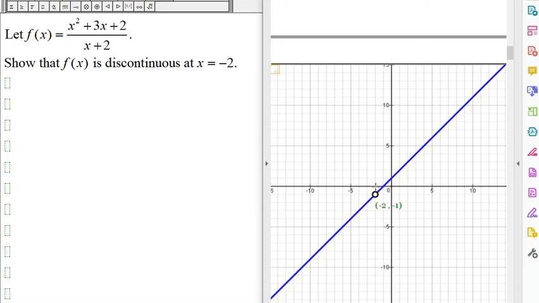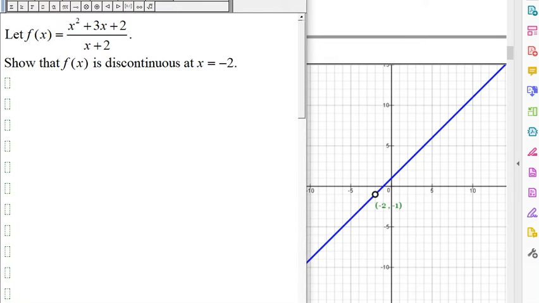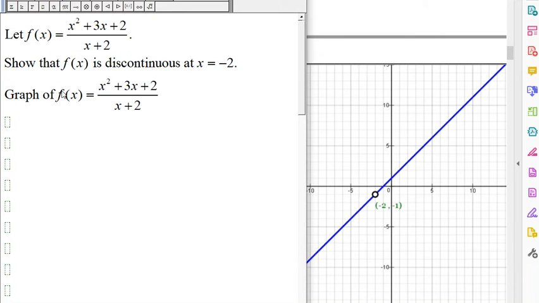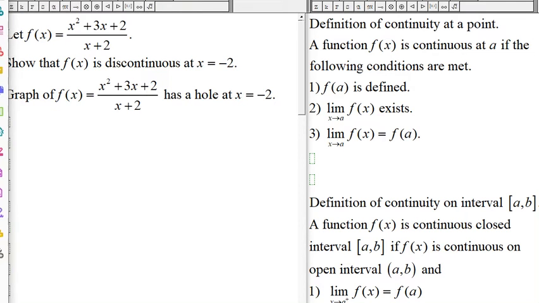And so at negative 2, here's the graph, and then we have a hole at negative 2. So the graph of this function right here has a hole at x equal to negative 2. And now let's show that this function is what we mean by discontinuous at x equal to negative 2.